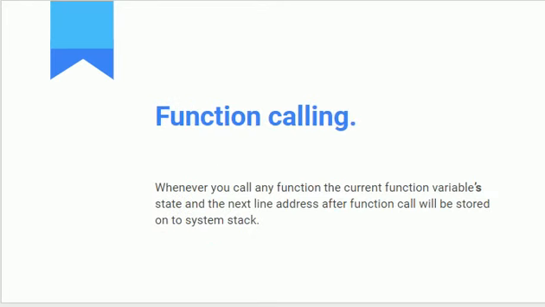Function calling. So what happens when we call a function? Whenever you call any function, the current function variable's state and the next line address after the function call will be stored onto the system stack. Let me show you an example.